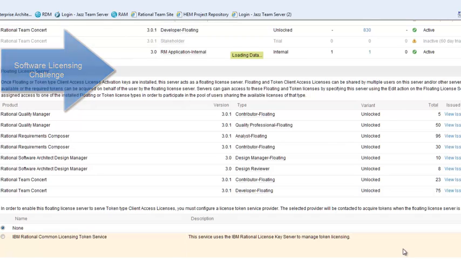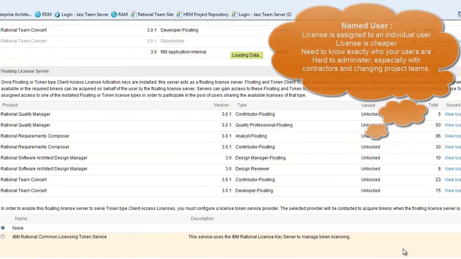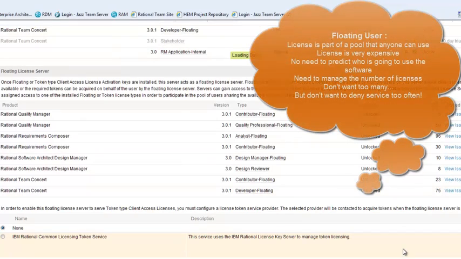You can either go with a named user, which means that you're buying the software on behalf of an individual user. So if you have 100 people who are going to use the software, you'd buy 100 licenses and assign a license to each user. Or you can go with a floating user concept, which means the users aren't named, but the number of licenses you buy determines the number of people who can simultaneously use the license.